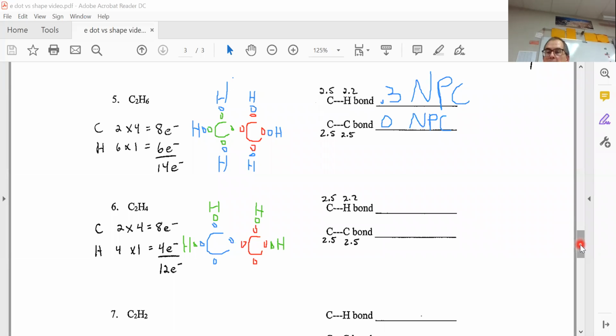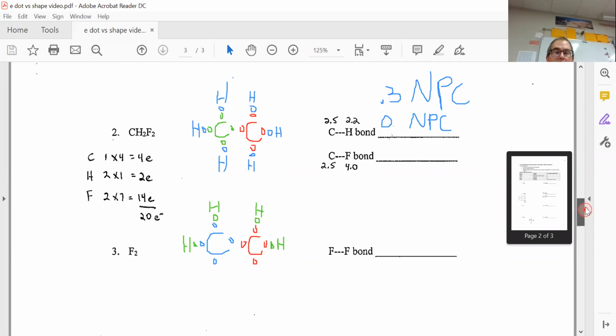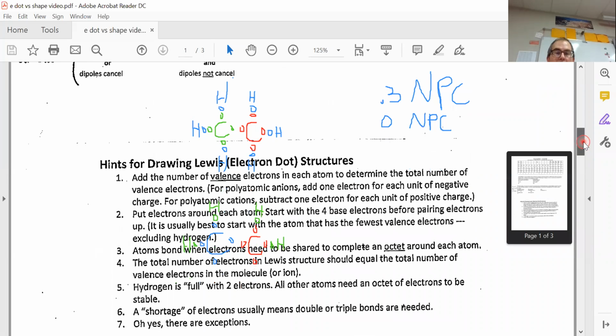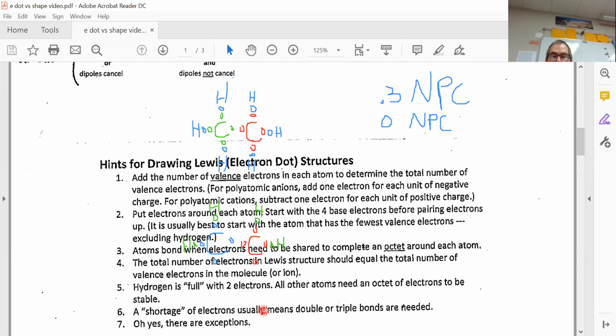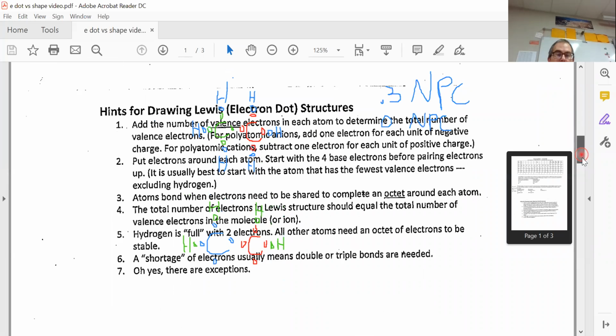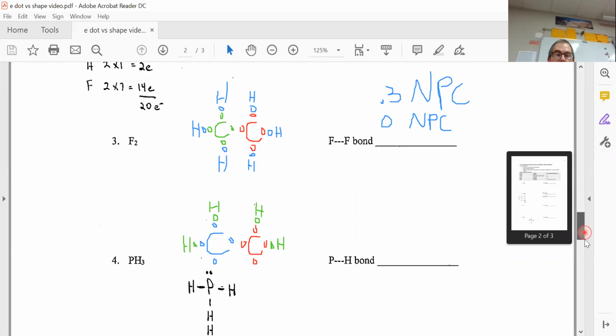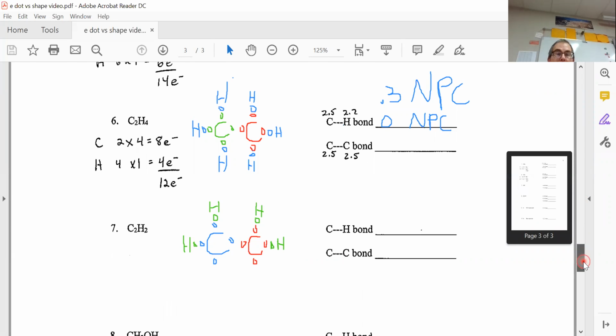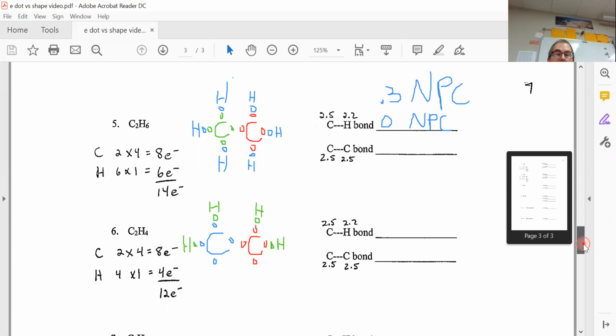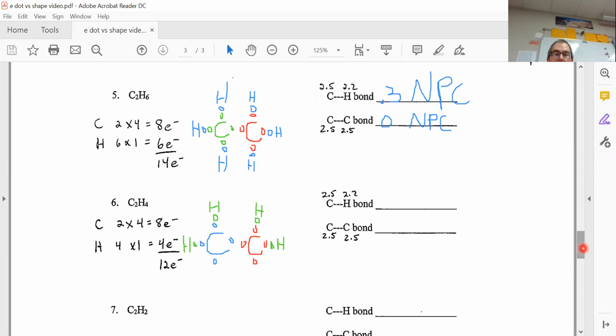Okay, you might know where this is going, but let's look at our rules. Make sure we're following those. A shortage of electrons, which is what we have, usually means a double bond, or if you try a double bond and it's still short, then you have to go to a triple bond. Okay, so that's what we're going to do, is go to a double bond right here. So instead of the 2 carbons sharing just 1 electron each, they're going to share 2 electrons each.